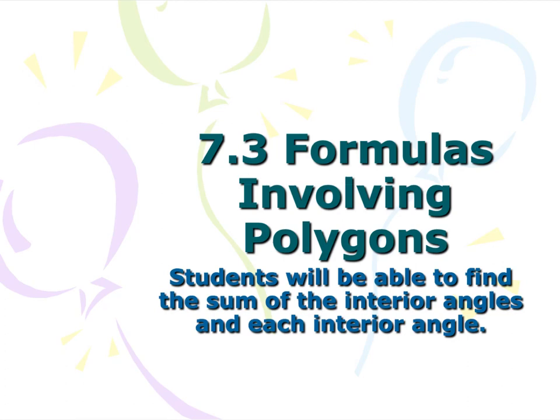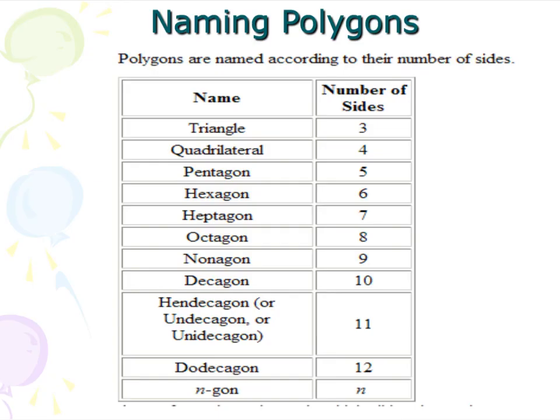All right, all right, all right. We got some polygon action here, ladies and gentlemen. 7.3, formulas involving polygons. Now, I think you'll be excited to know that there will be no proofs in this lesson, or maybe you'll be disappointed. I doubt the latter. I think you will be quite excited about that.